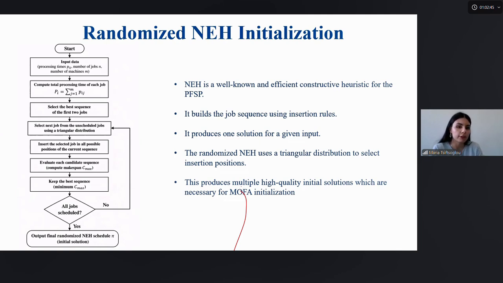Then it selects the first two jobs and creates the best sequence for them. In the next step, it selects another job from the unscheduled jobs using a triangular distribution. Insert this job in all possible positions in the current sequence and evaluate every possible sequence by computing its makespan, and keep the one with the lowest makespan. And this process continues until all jobs are scheduled.